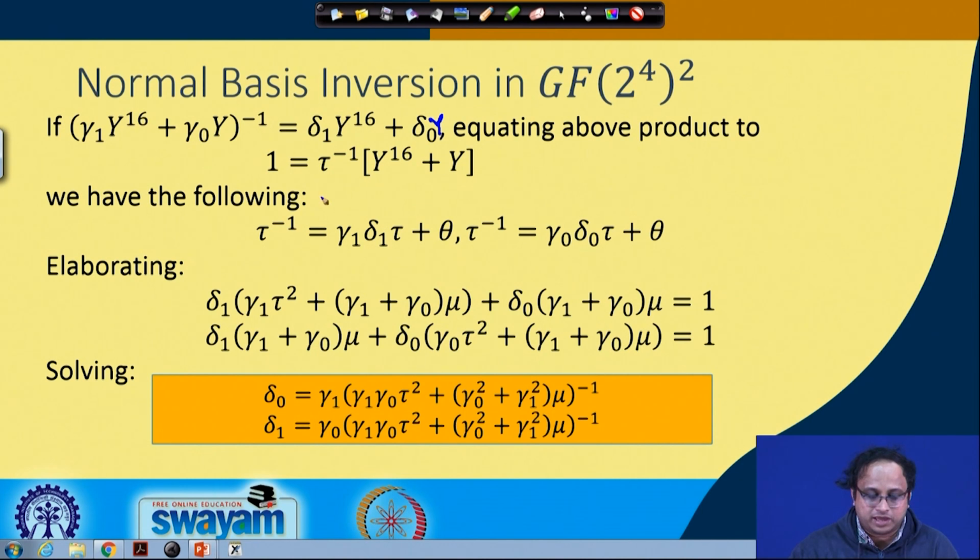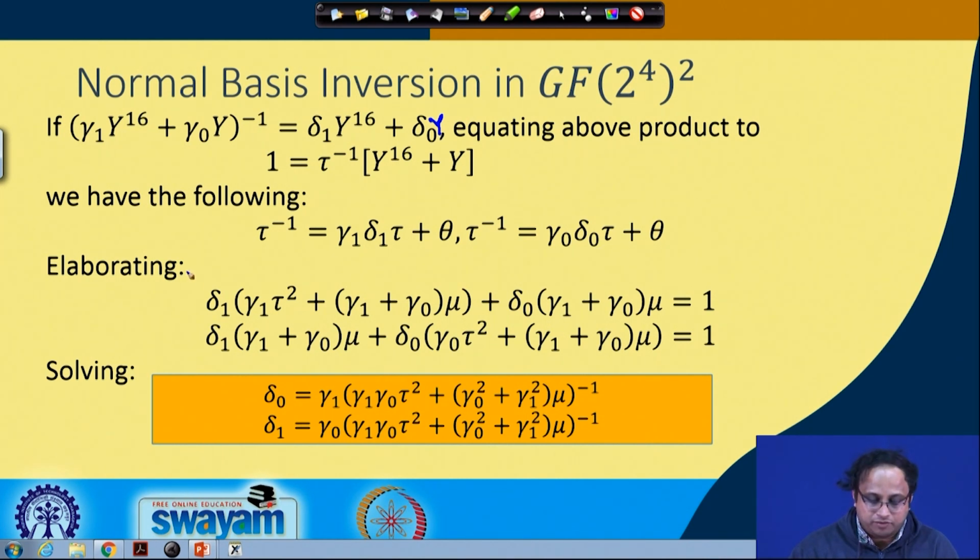So therefore, I can match the coefficients of y power of 16 and I can match the coefficients of y separately. And therefore, what will happen is tau inverse, which is the coefficient of y power of 16, will be equal to gamma 1 delta 1 tau plus theta, and tau inverse will also be equal to gamma 0 delta 0 tau plus theta. These are two parts.